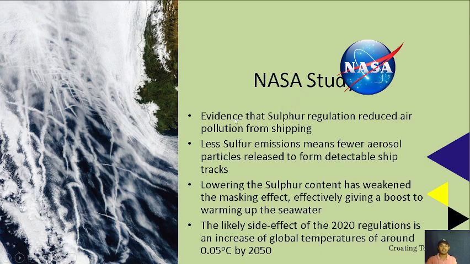Okay, a NASA study provides evidence that sulfur regulation reduced air pollution from shipping. Less sulfur emission means fewer aerosol particles released to form detectable ship tracks. Lowering the sulfur content has weakened the masking effect, effectively giving a boost to warming up the seawater. The likely side effect of the 2020 regulation is an increase of global temperatures of around 0.05 degrees Celsius by 2050.